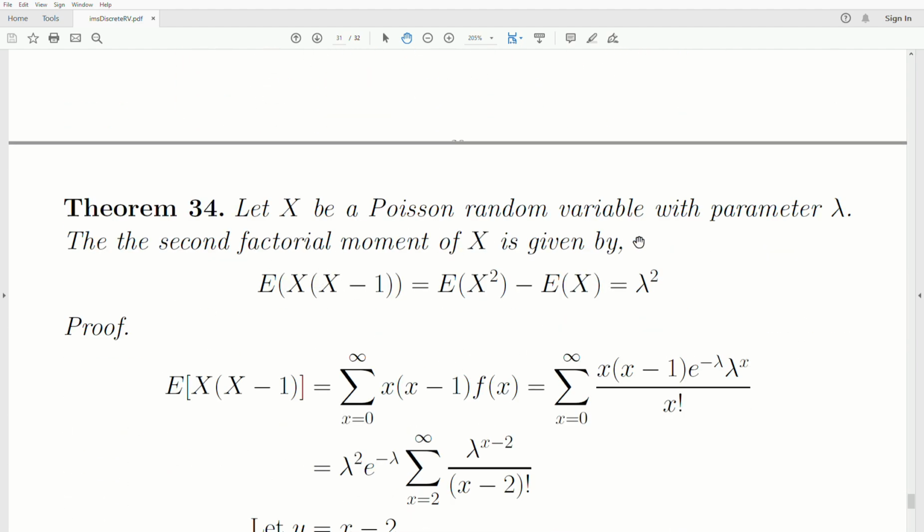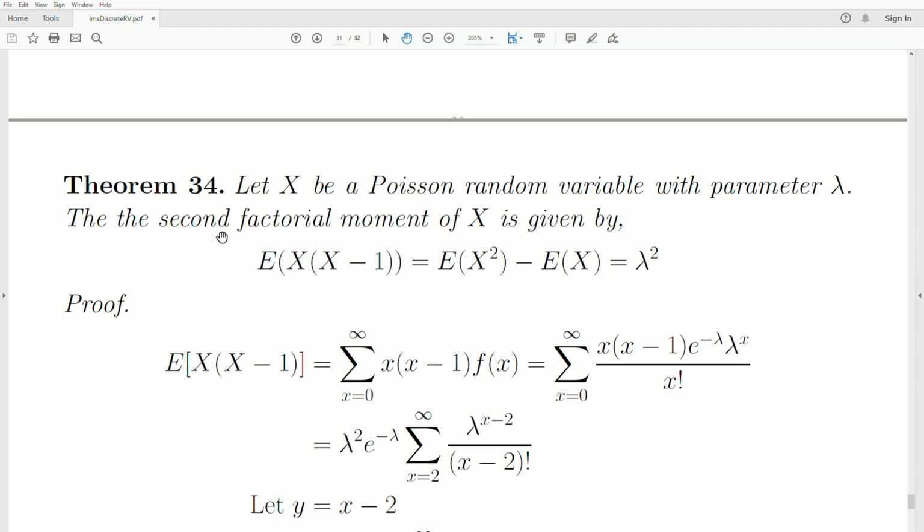Let X be a Poisson random variable with parameter lambda. The second factorial moment of X is given by this: the expected value of X times X minus 1. Now, on a side note, the third factorial moment would be the expected value of X times X minus 1 times X minus 2. But here we only need the second factorial moment. We can multiply the X in, take the expected value of each, and that's lambda squared.